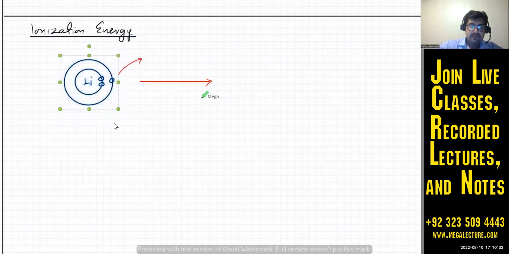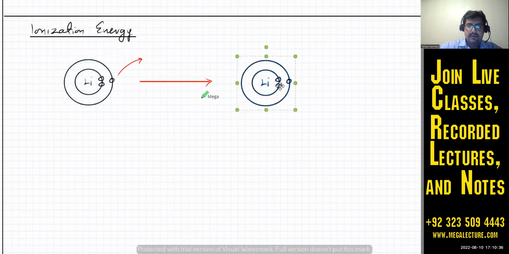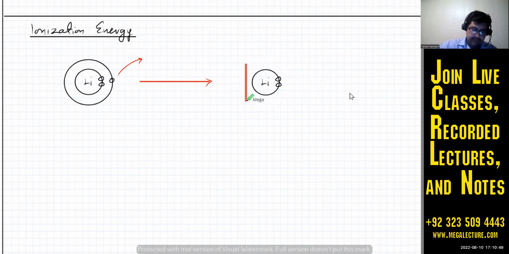So let's draw it over there. Okay, now I'm going to draw the lithium ion. So the lithium ion will not have this outer electron. Okay, the total charge of this thing is going to be plus 1. And similarly, you'll have 1 electron lost.